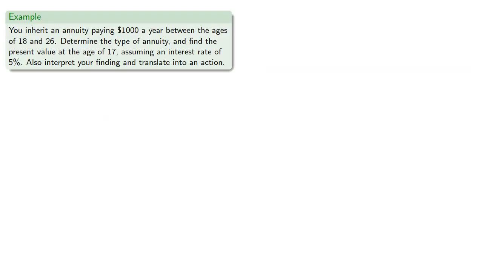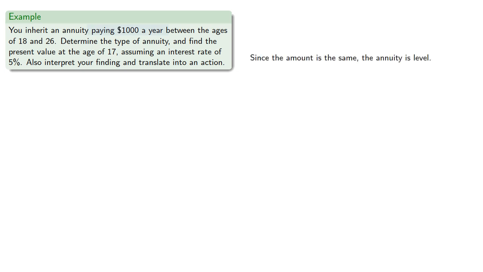For example, you inherit an annuity paying $1,000 a year between the ages of 18 and 26. Determine the type of annuity and find the present value at age 17, assuming an interest rate of 5%. Also, interpret your finding and translate into an action.